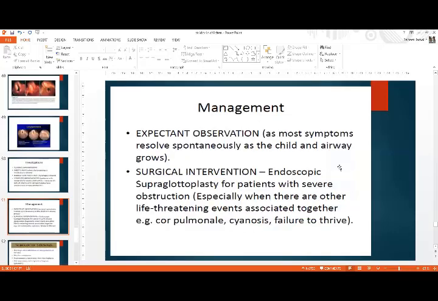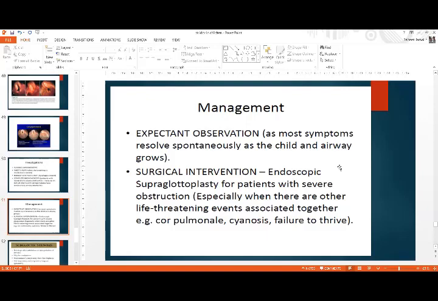Management is through expectant observation. Most symptoms resolve spontaneously as the child and the airway grow. All you have to do is reassure the parents that with the passage of time, as the child grows and the airways also grow, these symptoms will probably improve.